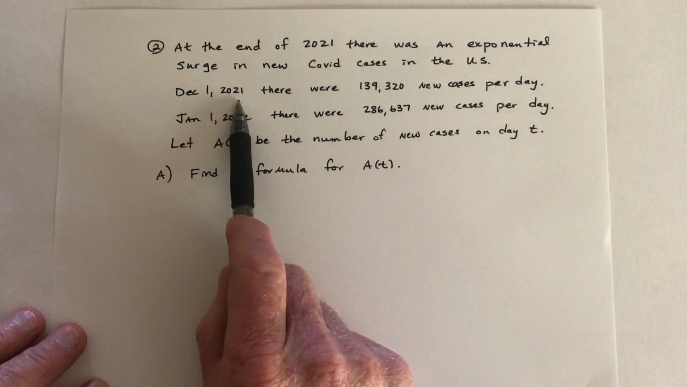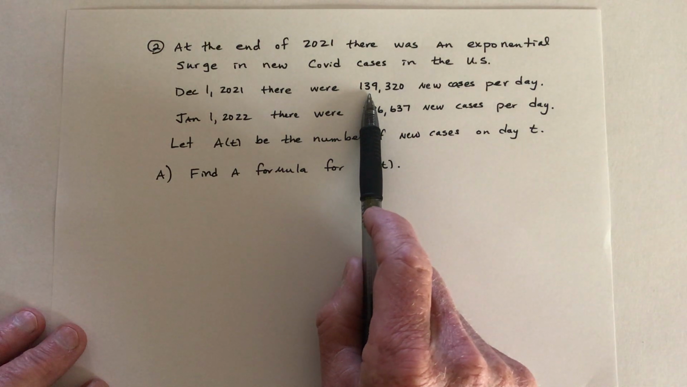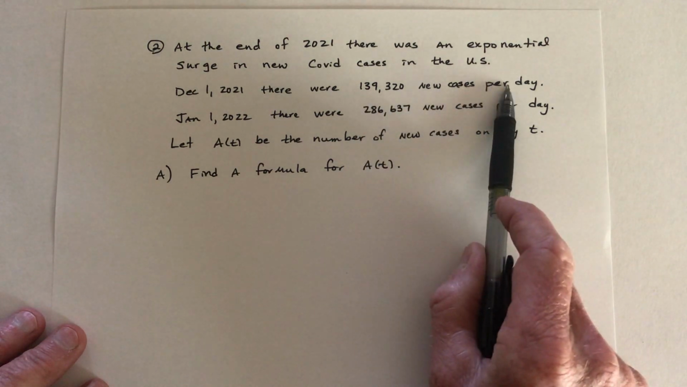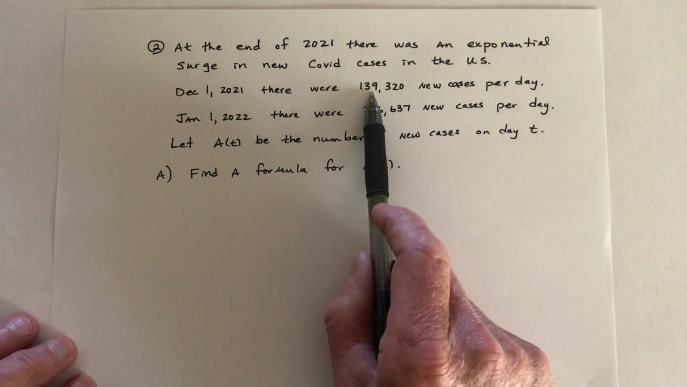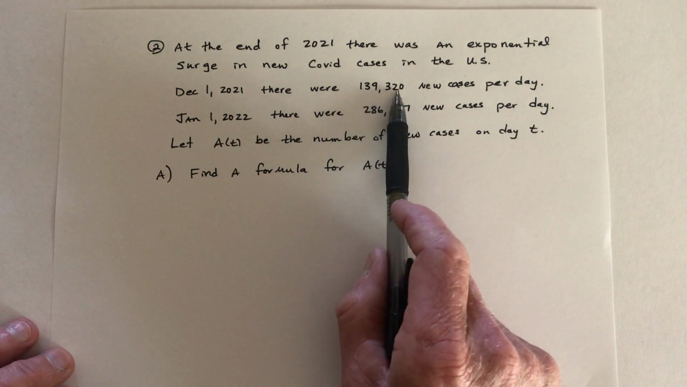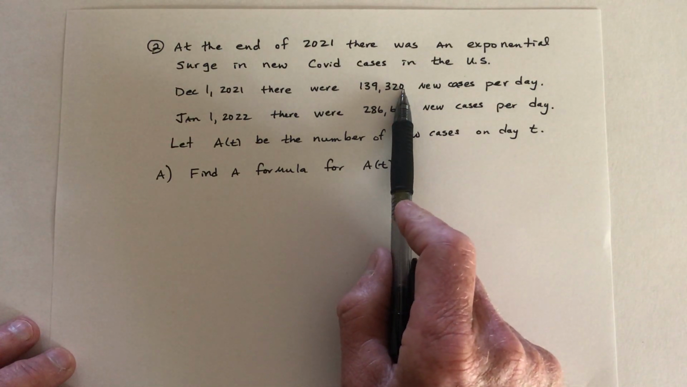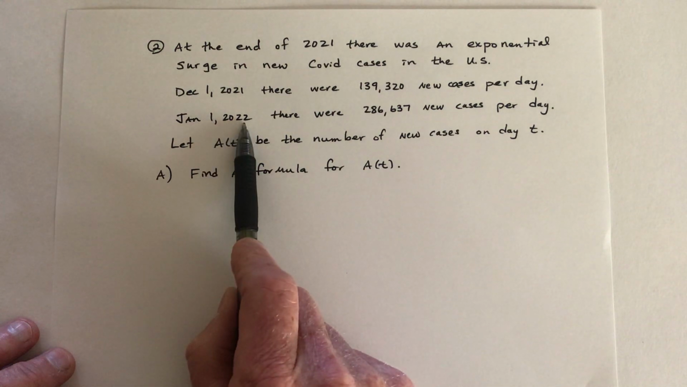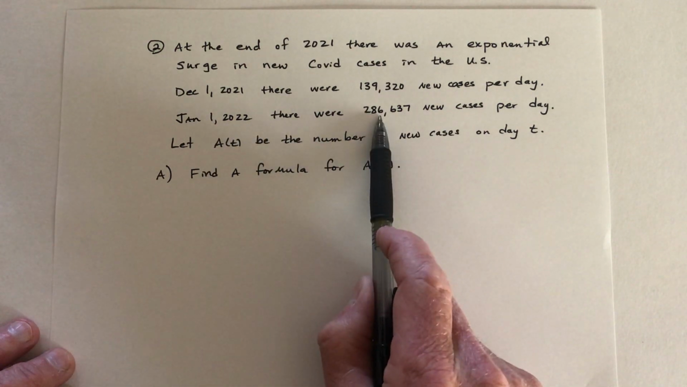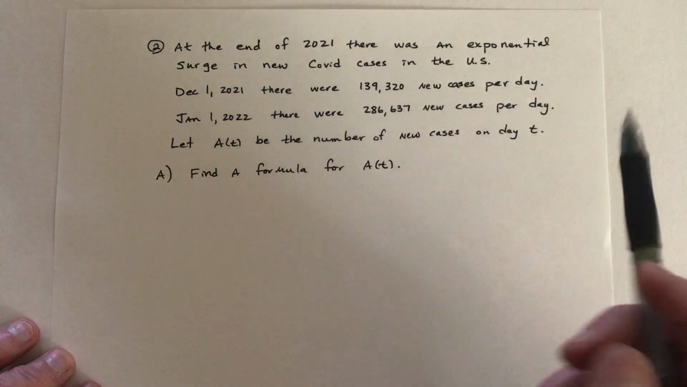December 1st of 2021, there was 139,320 new cases per day. That means on December 1st, a new 139,320 people tested positive for COVID. Go 1 month later, January 1st, the beginning of 2022, it had grown to 286,637 new cases per day.